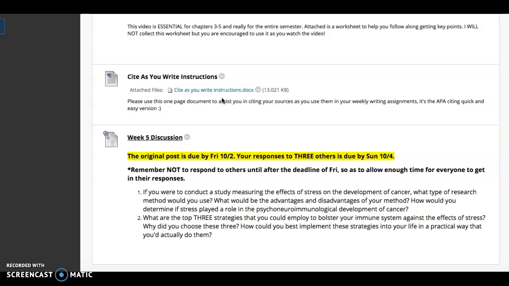Make sure too that when you do your discussion, you're not attaching it as a separate document. That becomes really cumbersome for me if I have to go in and open separate documents in a lot of people's posts. It just takes a long time. So you want to cut and paste, into the discussion thread, your response.